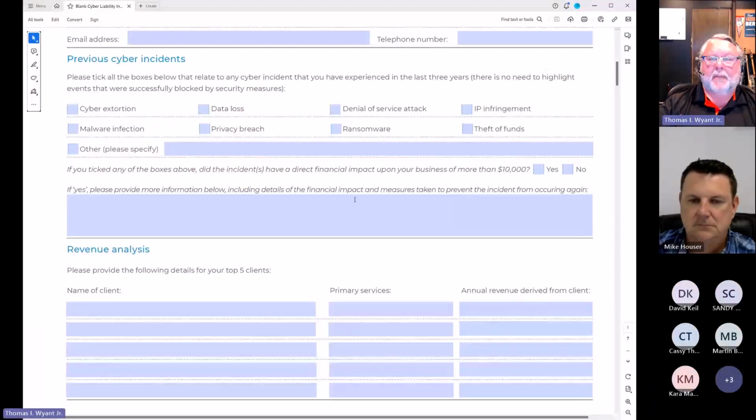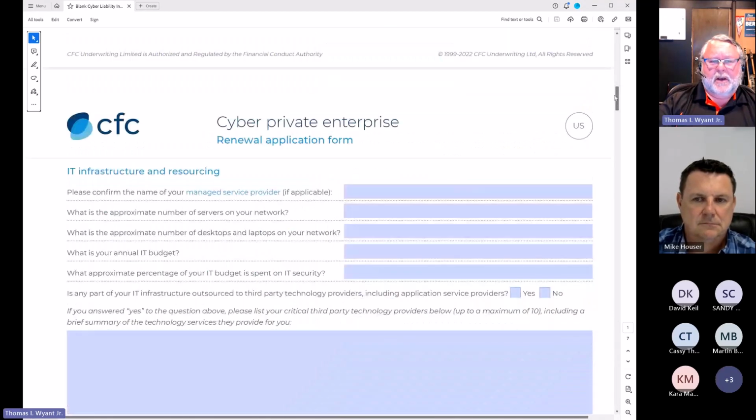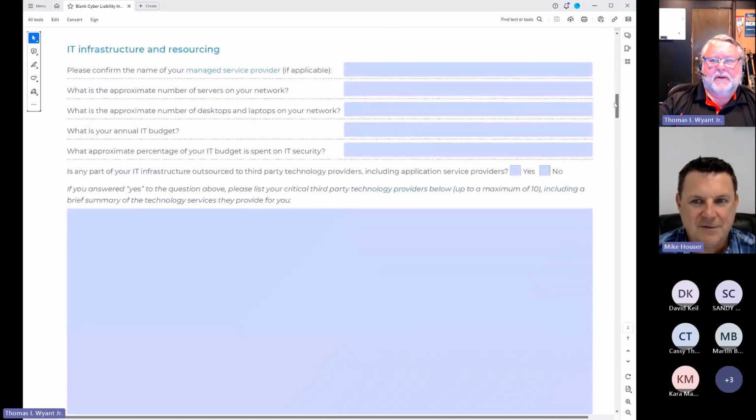cyber liability form, and I borrowed this from a client. It is blank, but I want to go over some of the stuff I've seen in here and ask questions about it. You mentioned previous cyber incidents, if there's any problems. So far, I don't have anybody that's had that issue. Knock on wood again.